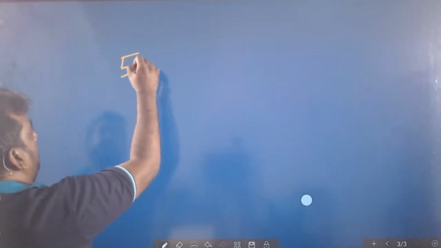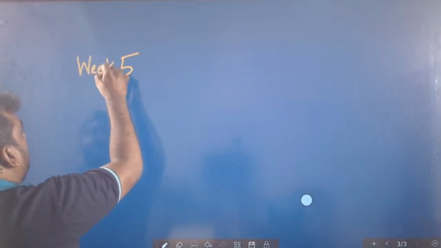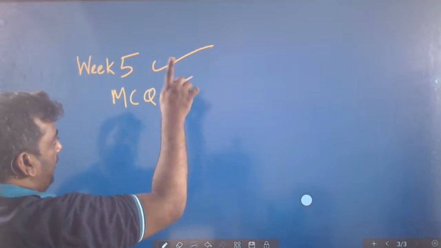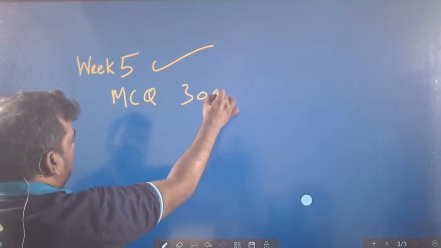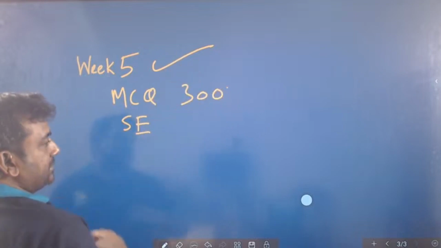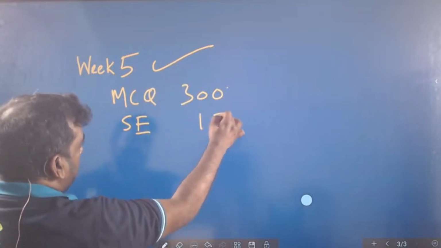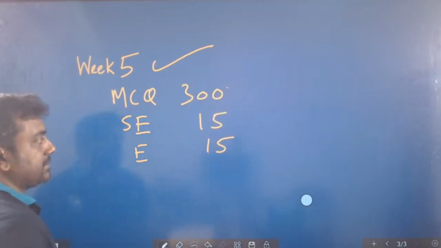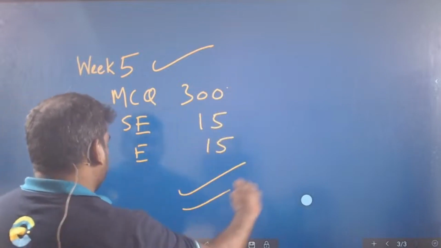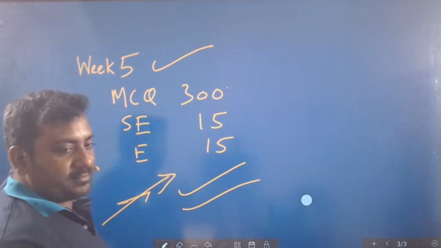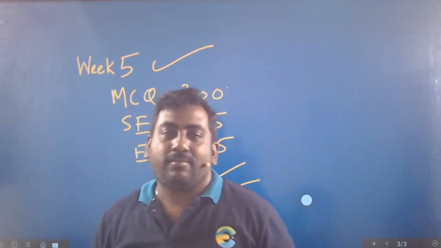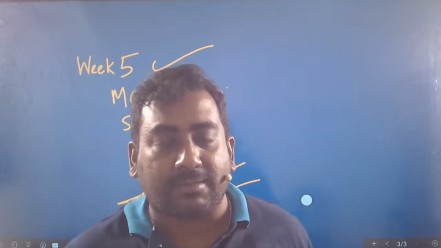What have we done so far? Week 5 done. How many MCQs? 5 weeks, 60 each, 300 MCQs. How many structured essays? 3 times 5, 15 structured essays. How many essays? 3 times 5, 15 essays. You have achieved this, like I have always said, upward motion. Upward and onward. Is it clear? So keep working. Week number 6 also do it with the same enthusiasm.